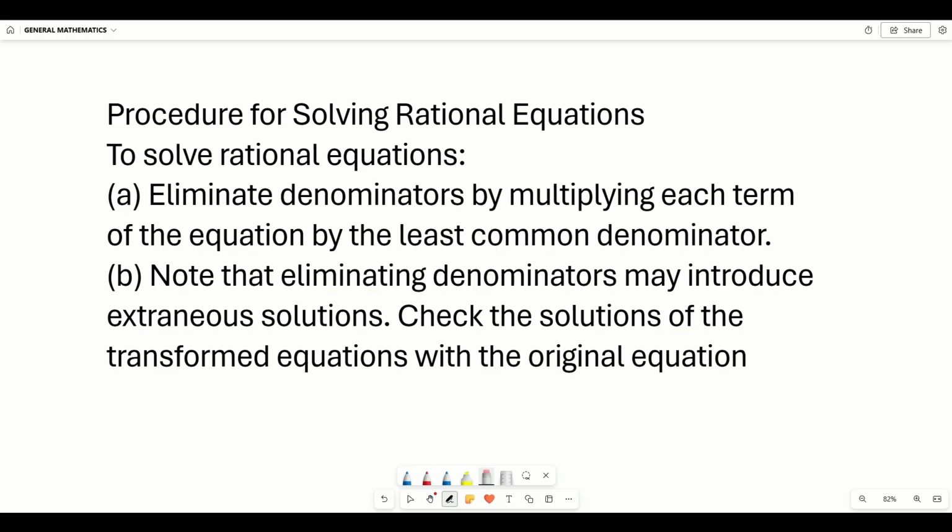of x that you can solve from the transformed equation, but if we substitute them into the original equation, it will result in an undefined rational equation. So we need to check the solutions of the transformed equation against the original equation.